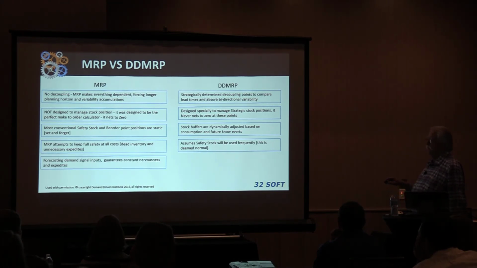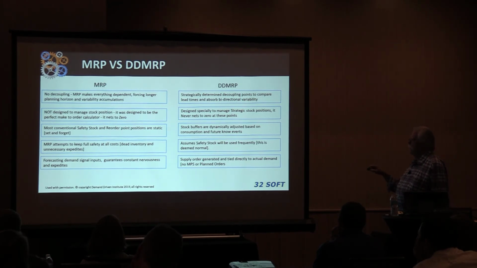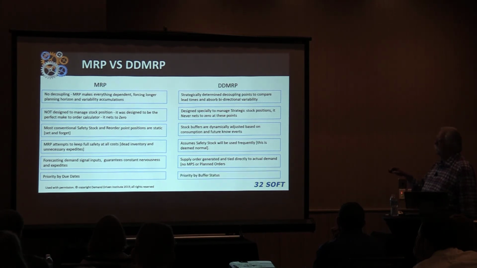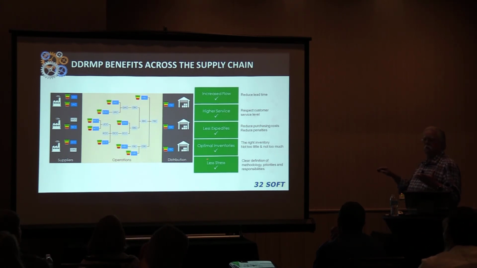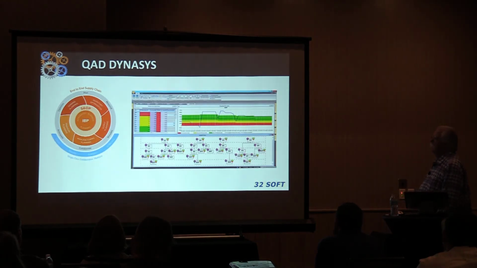Forecasting triggers advance signals, so that guarantees that things are going to go wrong. That's the first thing about forecasts, they're always wrong. Whereas supply orders are tied directly to actual demand. You're not trying to satisfy forecast demand, you're doing actual demand. Priority by due dates in MRP, buffer status in DDMRP. So lots of benefits: increased flow, higher service levels, fewer expedites, optimal inventories, and planners love it because it's easier to deal with. It's really straightforward. Once you understand how it works and what the tools are, it really is a good tool.